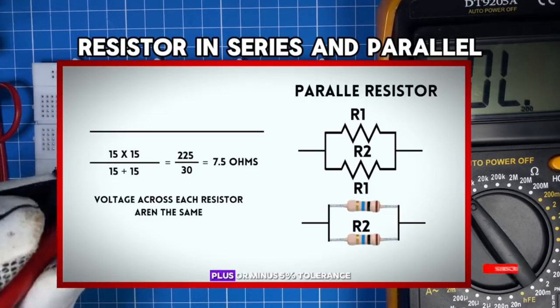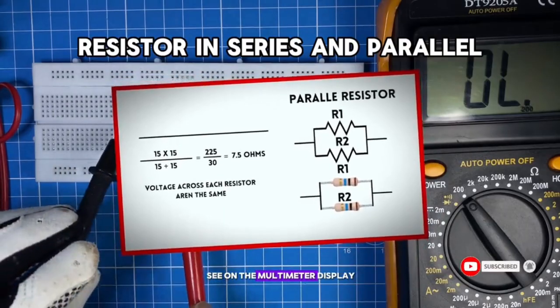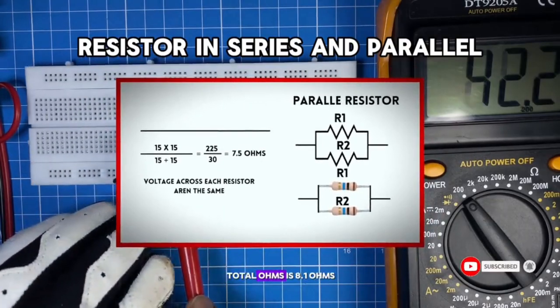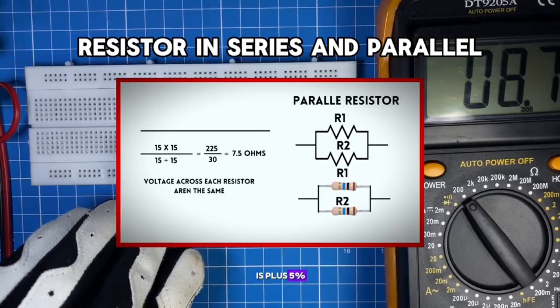But remember, we have plus or minus 5% tolerance. So as you can see on the multimeter display, it shows that the total ohms is 8.1 ohms, which means the tolerance is plus 5%.